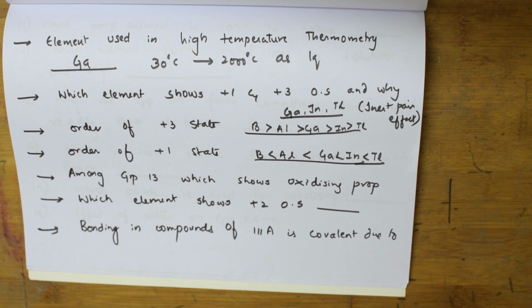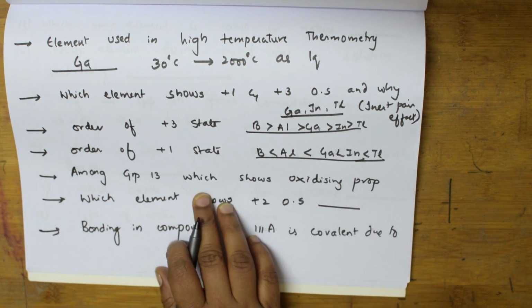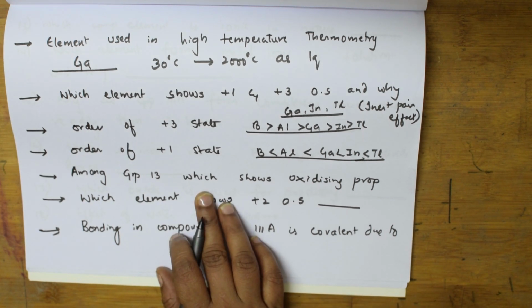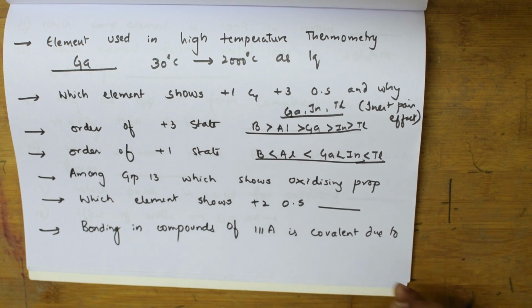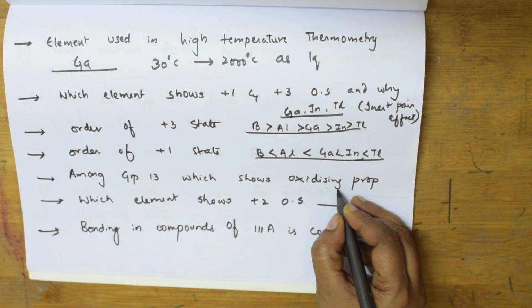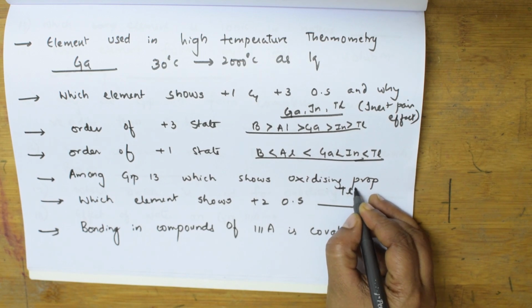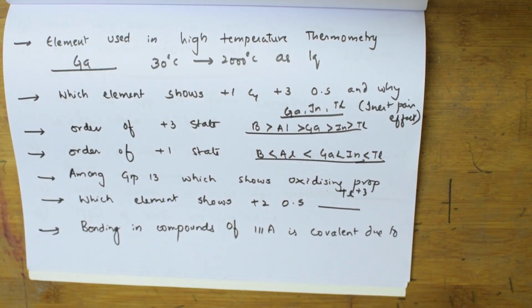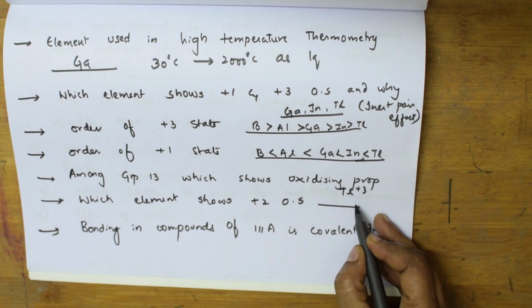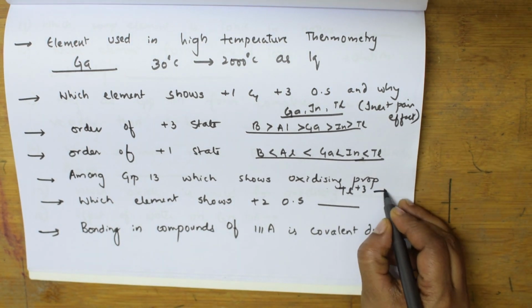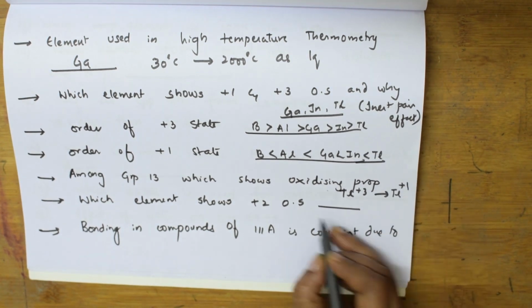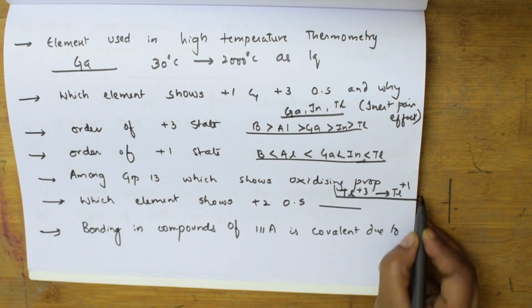Okay, right, let us come back and see the next question. Among group 13 elements, which shows oxidizing property? Basically the element is Tl, right? So Tl is this one because Tl exists as +3. We have written, see here, +3. So what does it do? From +3 state, it gets converted to Tl+1 state. So isn't it oxidizing property? Yes. So this is the reason.